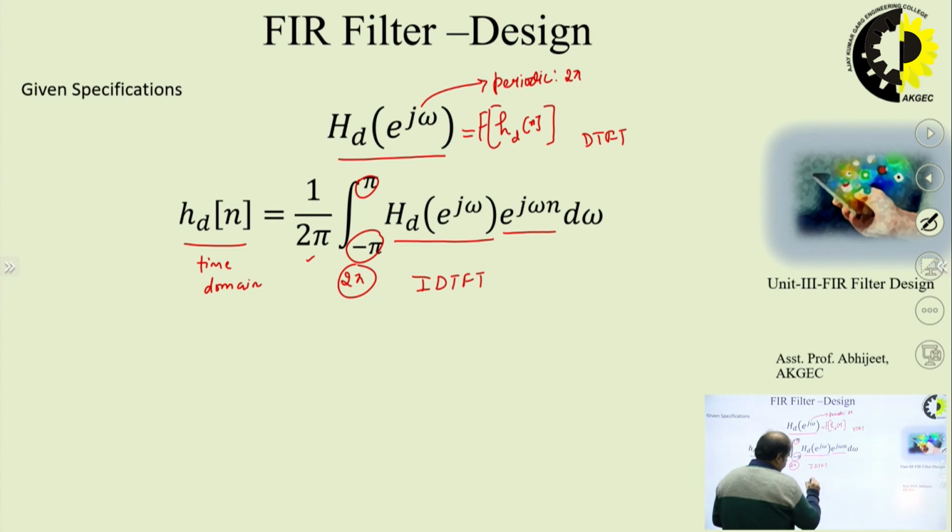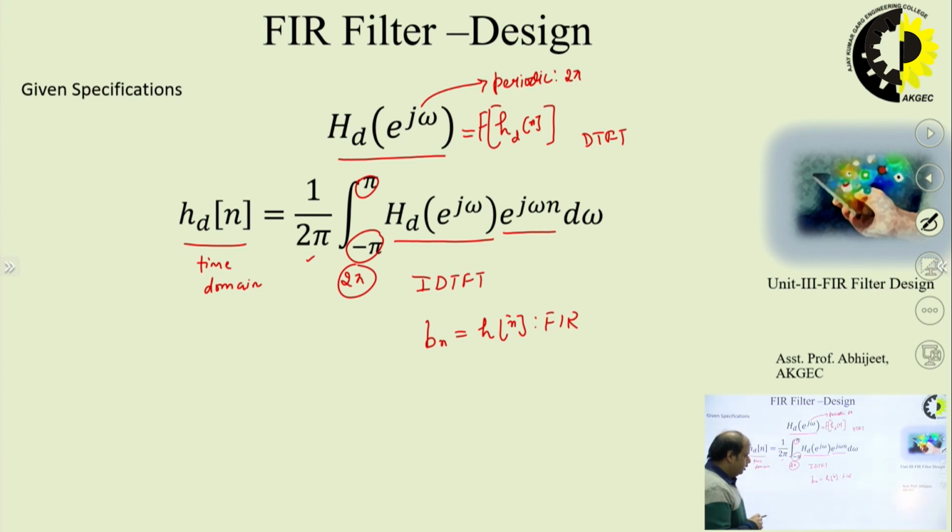Because the filter coefficients are actually equal to the impulse response for an FIR system. This we have seen. So, for an FIR system, the impulse response is directly equal to the coefficients of the filter. So, if I want to design the filter, I want to obtain the values of b of n, and in order to evaluate the b of n, we require to find h of n, and h of n will be obtained from the given desired frequency response.